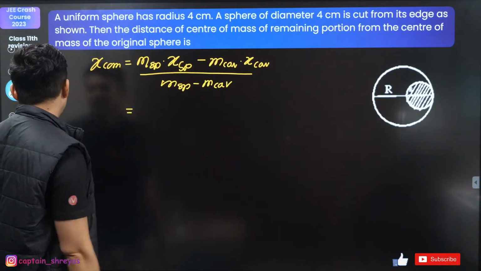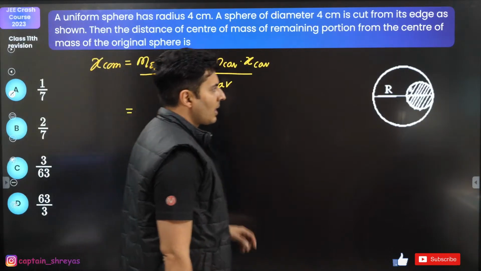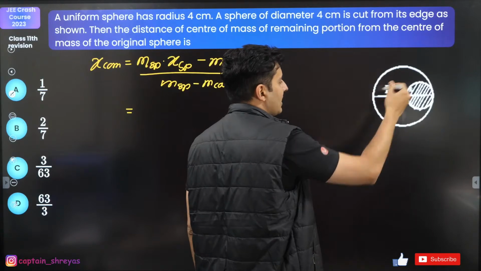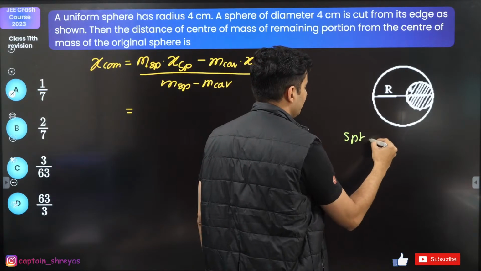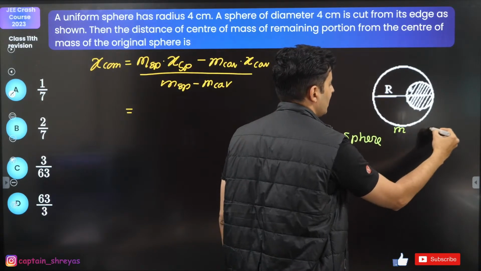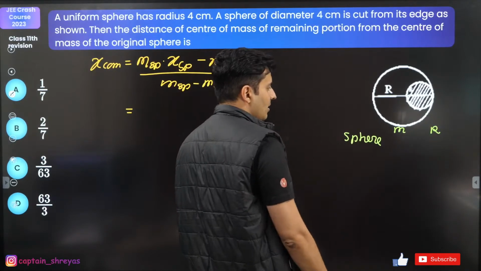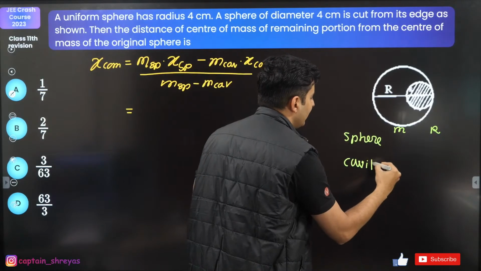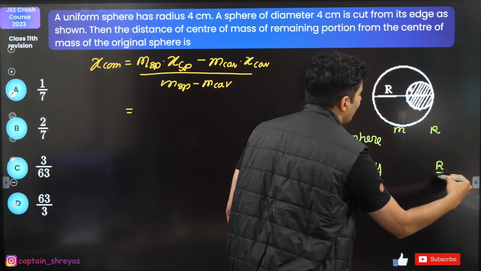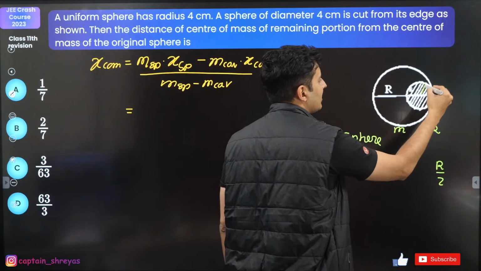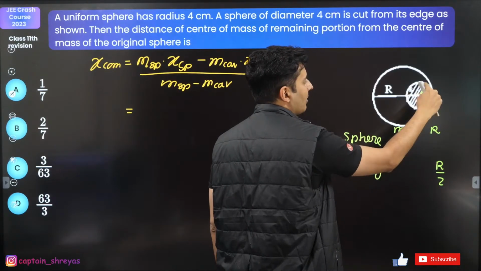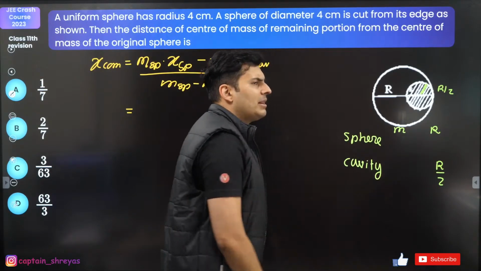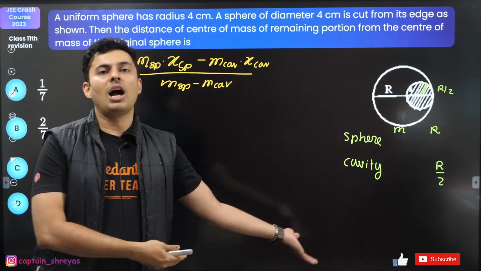Now, if you try to solve this, let's see what happens. See, this entire sphere has a mass m. So for the sphere, the mass is m, radius is r. For the cavity, the radius is r by 2. Obviously, look at this, the radius will be r by 2. Does that make sense? So how much will be the mass? Some students will be like, sir, half the mass.